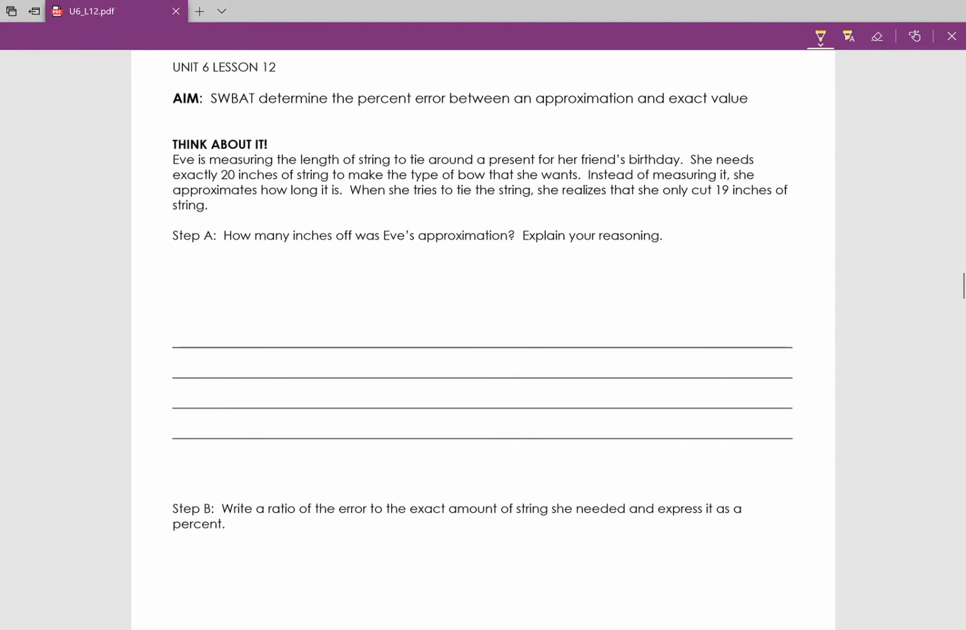Hey 7th grade, this is the video for Unit 6, Lesson 12, where we'll be able to determine the percent error between an approximation and an exact value.